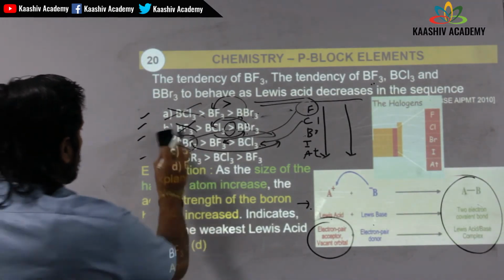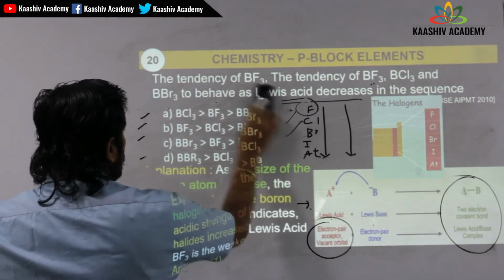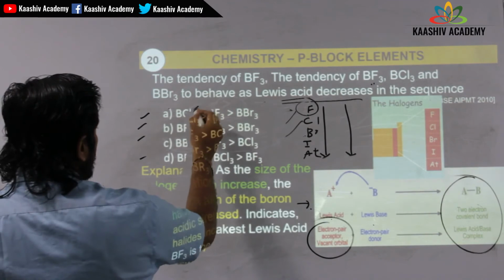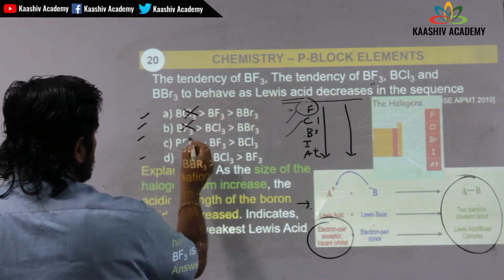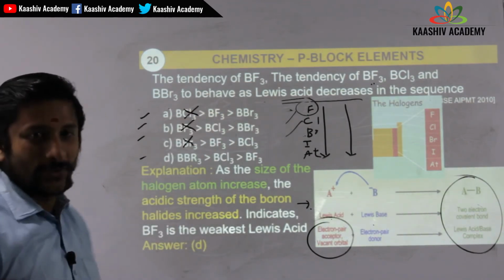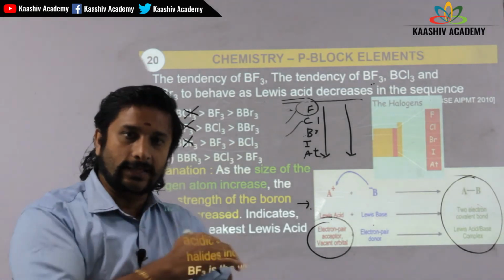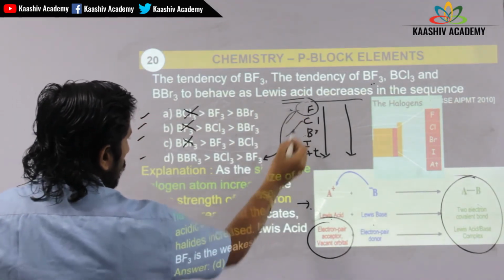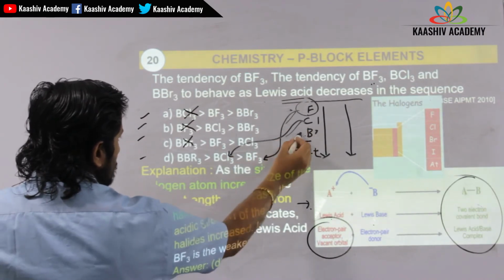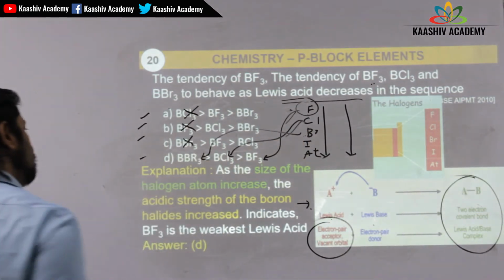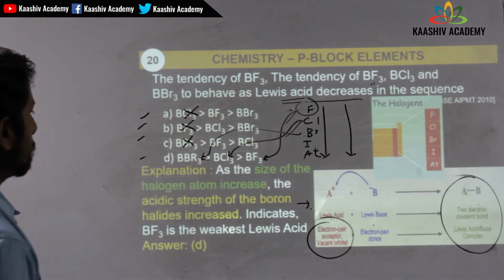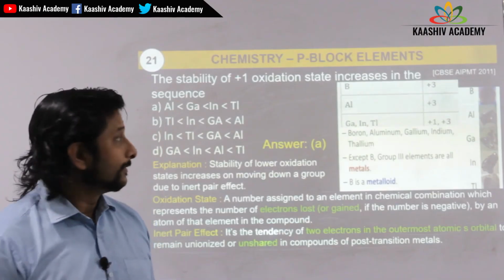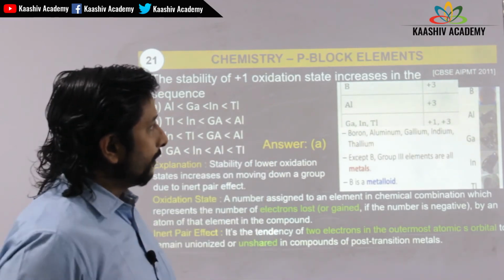So let's see whether we get a different one. From our analysis, A is not an answer, B is not an answer, C is not an answer. So obviously D should be the answer. Let's see. Fluorine, yes, followed by chlorine, yes, followed by bromine, yes. So obviously the answer should be option D.